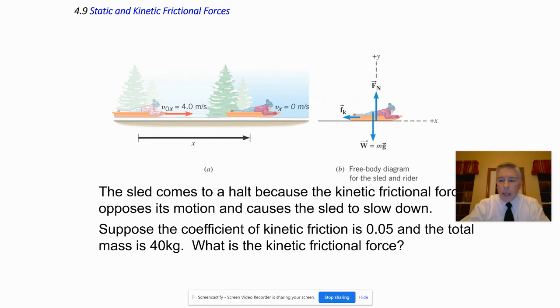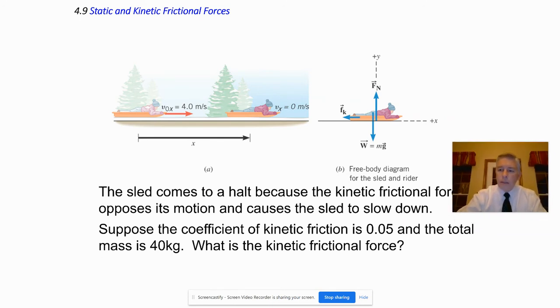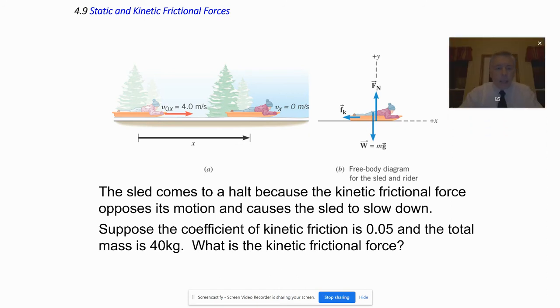So let's try a little example here. Let's say that you have a sled and it's sliding along and it comes to a halt. This is going to happen because of kinetic friction. So if I draw a free body diagram of this sled, these are the three forces acting on it. We have a normal force acting upward. We have the weight or the force of gravity acting downward. So sometimes we call this Fg as well. And then we have the kinetic friction force that's opposing it.